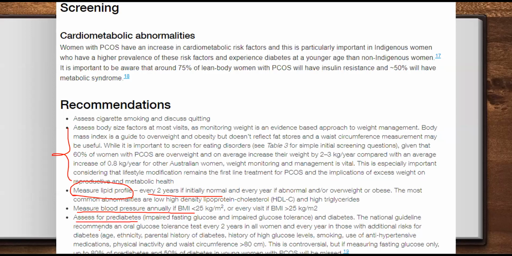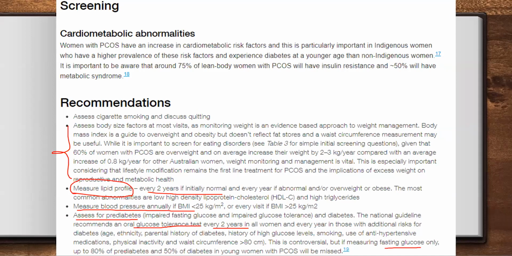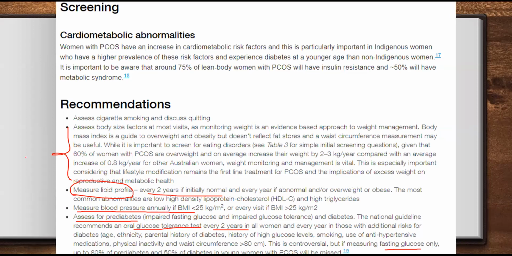Assess for diabetes and pre-diabetes. The national guideline recommends an OGTT every 2 years in all women and every year in those with additional risk of diabetes. So you need to do an OGTT. This is controversial, but if measuring fasting glucose only, up to 80% of pre-diabetes and 50% of diabetes in young women with PCOS will be missed. That's why fasting blood sugar is not a very good one. But if you don't get an OGTT option, only fasting blood sugar, then you have to choose that, right? You don't have any better option there. So you look for the lipid profile, and you look for the OGTT.